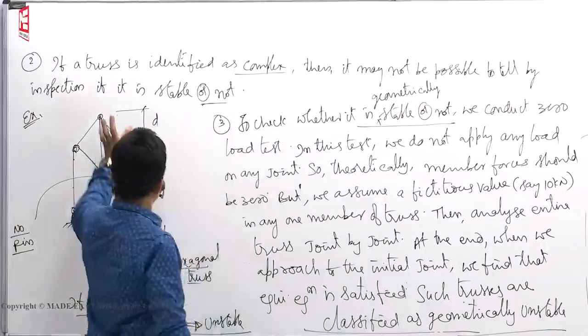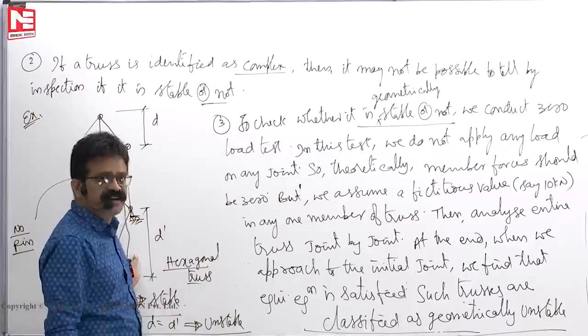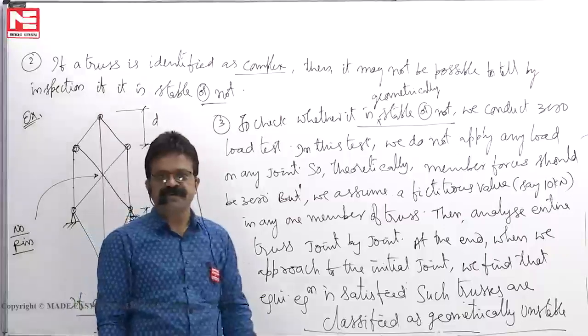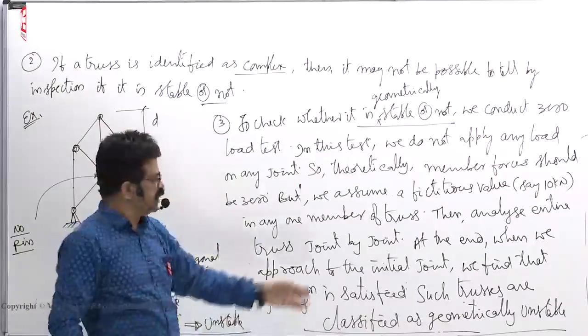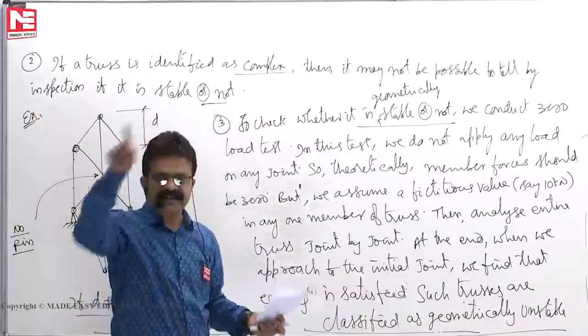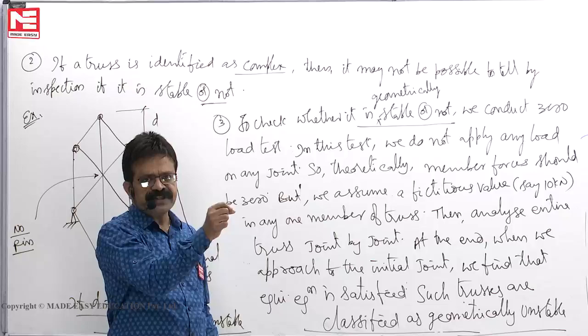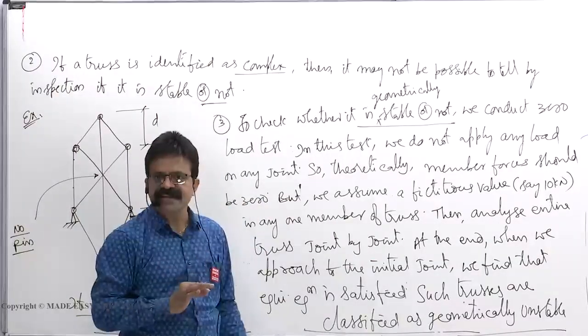Now we find that if this and this are equal, it is unstable. If this and this are not equal, then it becomes stable. So once they are equal, such a critical form won't be stable. Take any value, even without load, zero load, but assume some force, 10 kilonewton, and analyze them. Then the entire equilibrium is still satisfied.